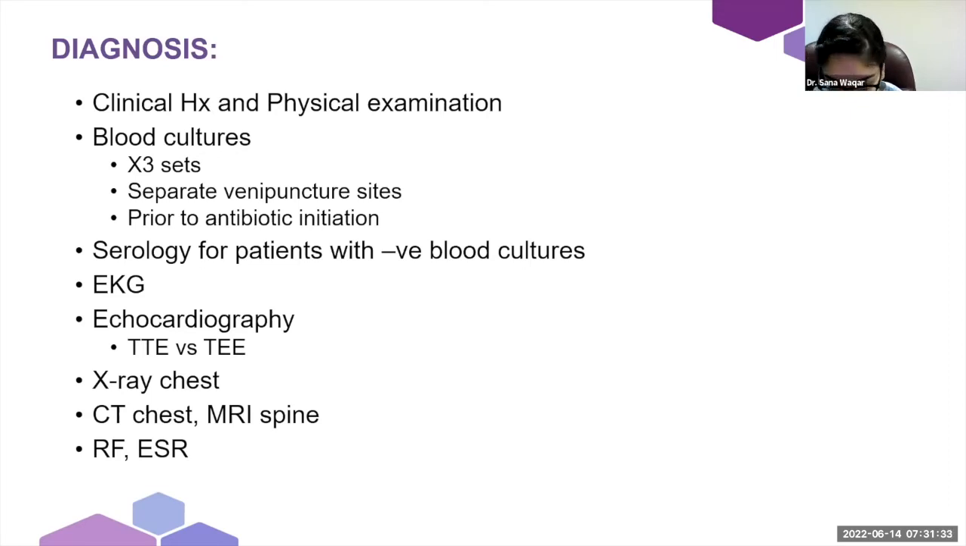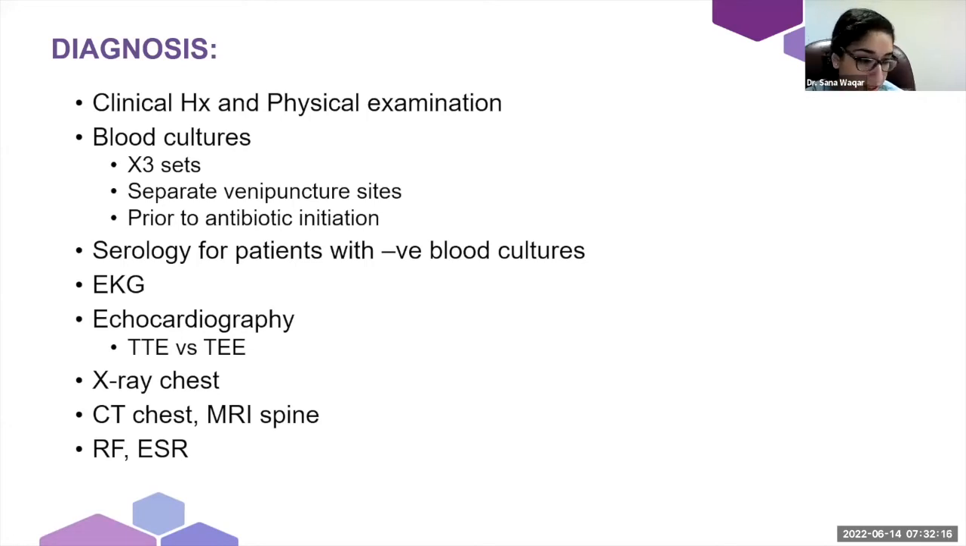EKG, echocardiogram, TTE versus TEE, and I'll go over when we go with which one. X-ray chest, basically to look for septic emboli, and then CT chest, MRI spine. Not every patient is going to need a CT chest or MRI spine, but have a very, very low threshold to get spine imaging in somebody who has gram-positive bacteremia and new or worsening back pain, with or without endocarditis. So, gram-positive bacteremia, do a very closed-ended history. Does your back hurt? If it hurts, is the back pain new or worse compared to before?